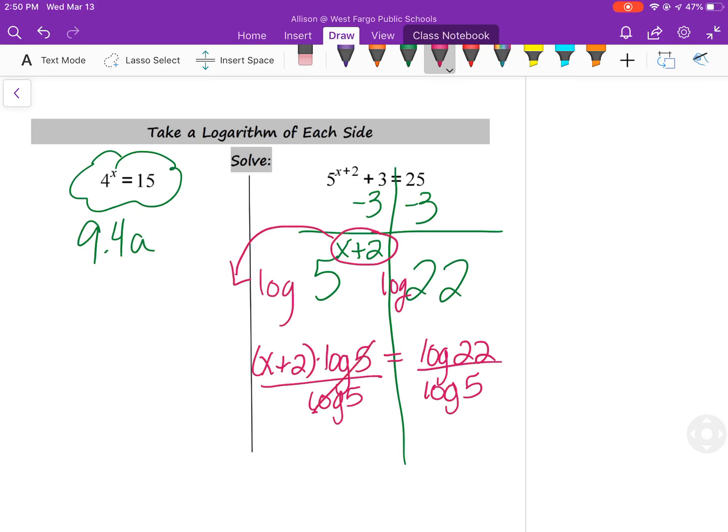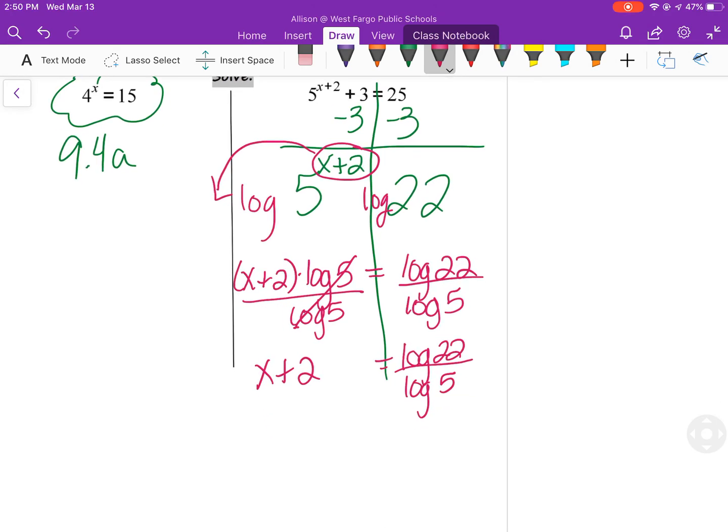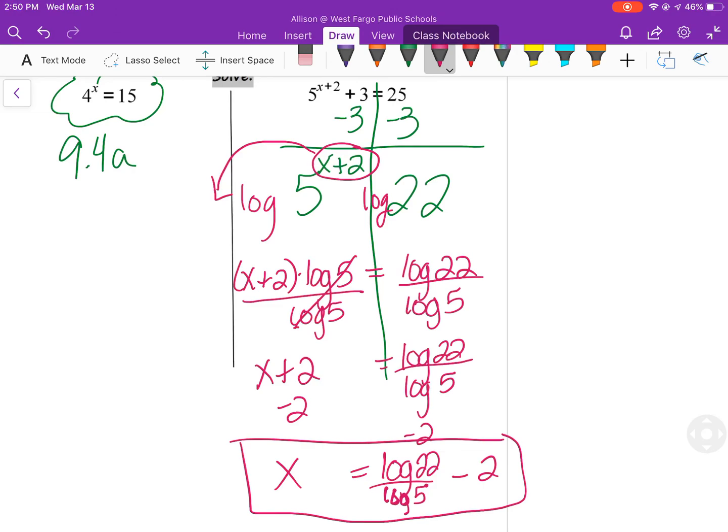Because that'll cancel this, and I'll get x plus 2. I don't need the parentheses anymore. It is equal to the log of 22 divided by the log of 5. Then one more step to solve for x is to subtract 2 from both sides. So x is going to equal, I can't combine these because they're not like terms, so it's going to be the log of 22 over the log of 5, and then just that minus 2. So this is my exact answer.